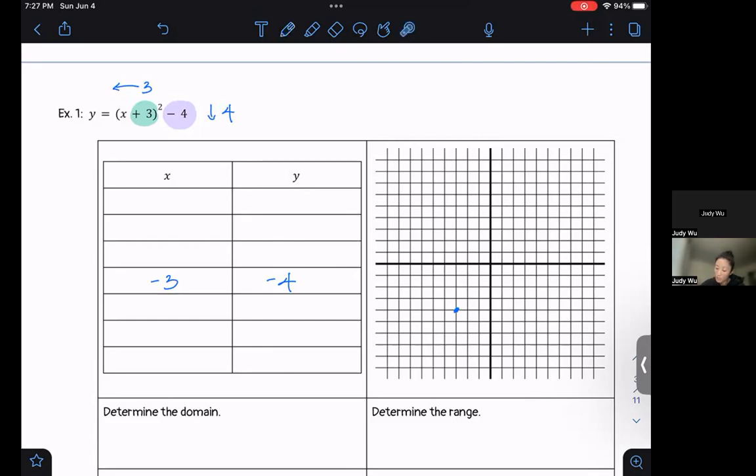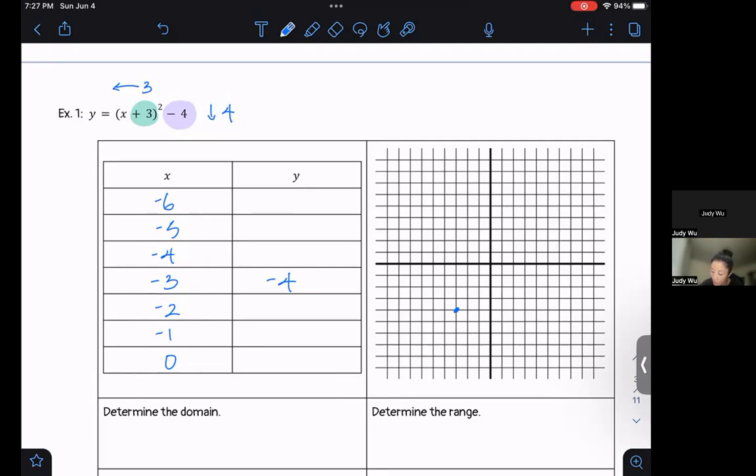Now, I want us to choose numbers that are smaller than -3 and then larger than -3. So larger than -3 would be like -2, -1, and 0. And smaller than -3 would be -4, -5, -6. Okay, and now we're just going to plug these numbers into the equation. And I'll give you a moment to do that. But once you do that, you should end up with the following values.